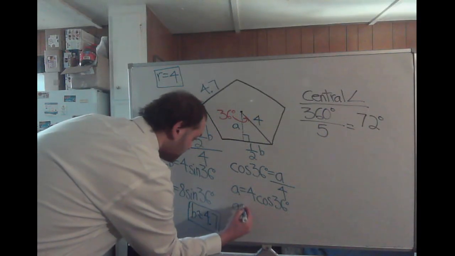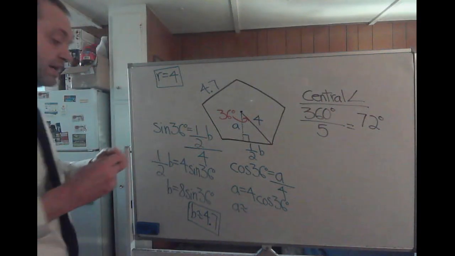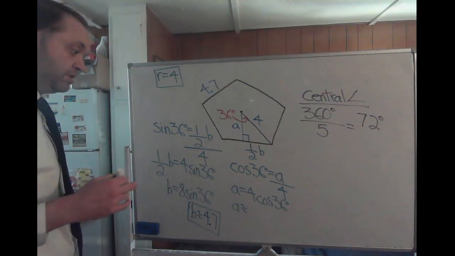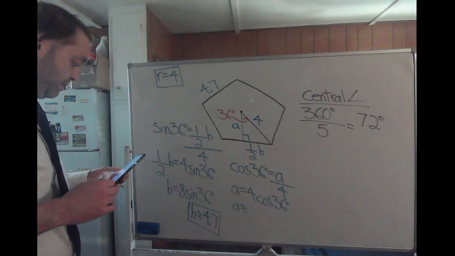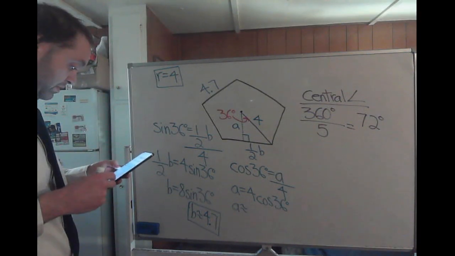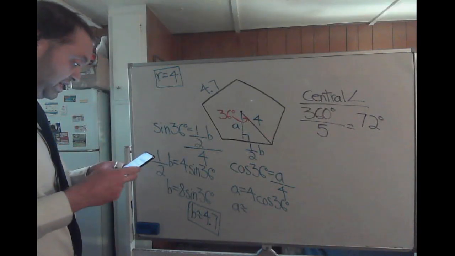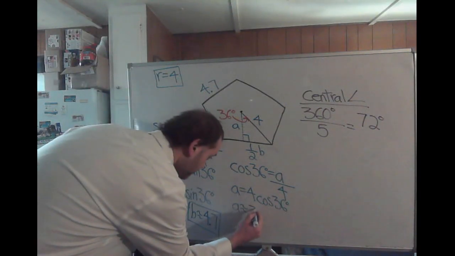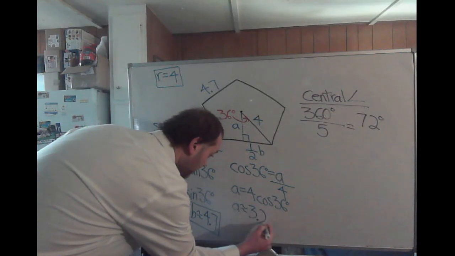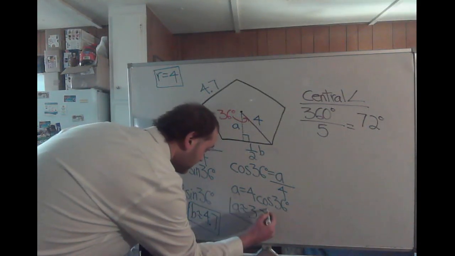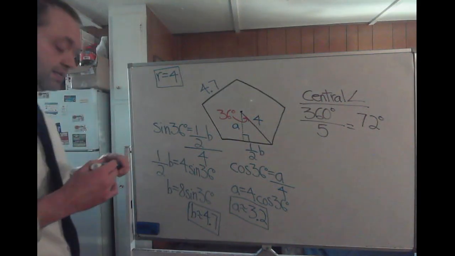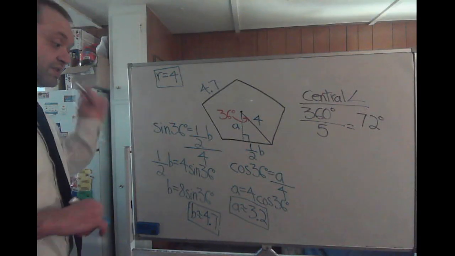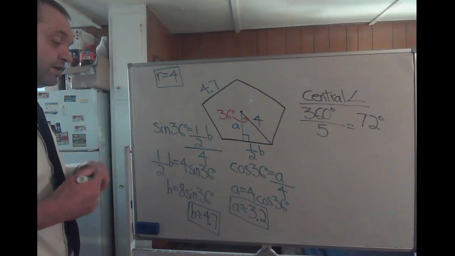which then we'll also do a 1 decimal place approximation for the apothem. So let's go ahead and do that here. 4 times the cosine of 36, that's about 3.2. So the apothem is approximately equal to 3.2 units. Now all that's left to do is find the perimeter and the area.